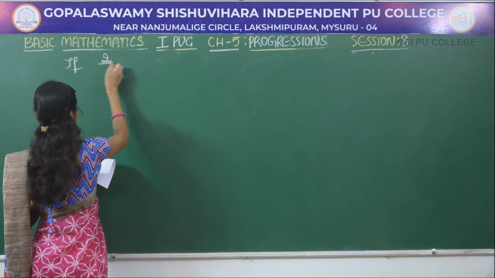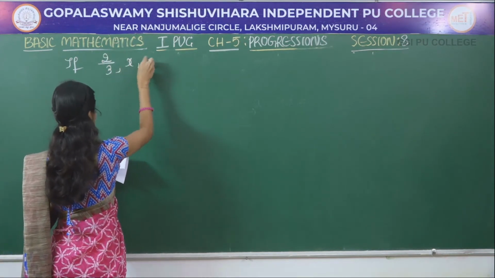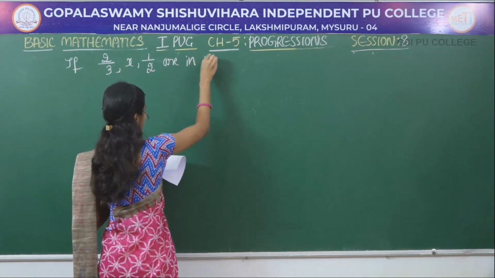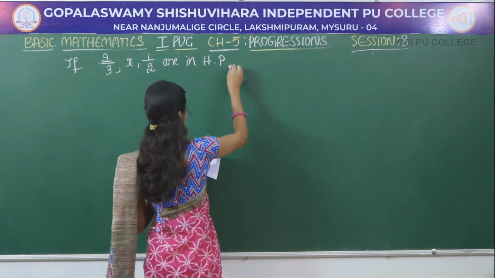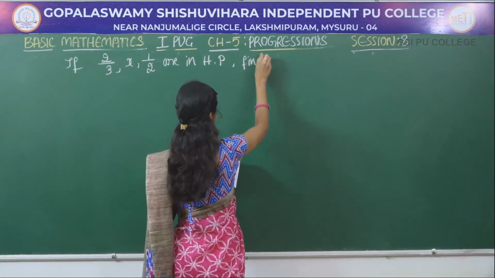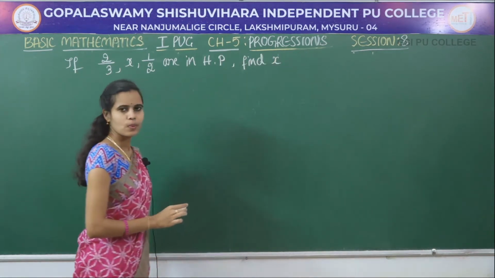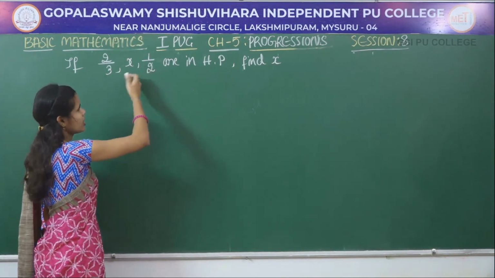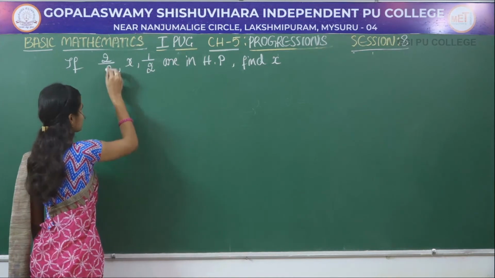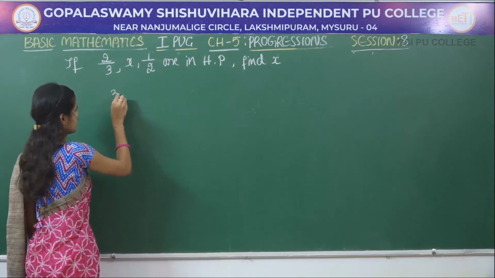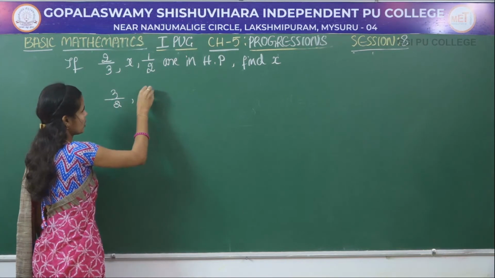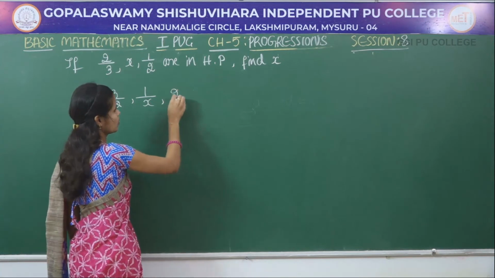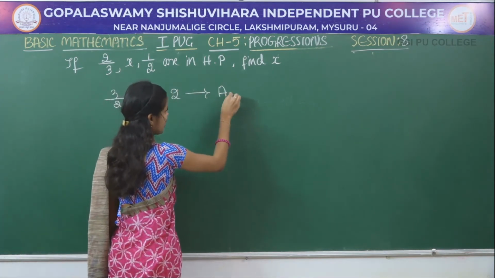if 2 by 3, x, 1 by 2 are in HP, then find x. So, here given that these three terms are in HP, therefore the reciprocals of the terms form an AP. So, the reciprocal of 2 by 3 is 3 by 2, the reciprocal of x is 1 by x, the reciprocal of 1 by 2 is 2, and they are in AP.